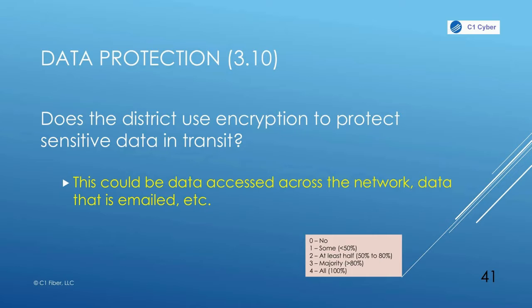Score 2 if your organization encrypts at least half of sensitive data in transit. 3 if your organization encrypts the majority of sensitive data in transit. And 4 if your organization encrypts all sensitive data in transit. Pause the video now in order to consider and record your answer before continuing.